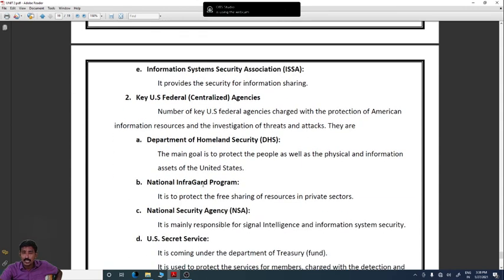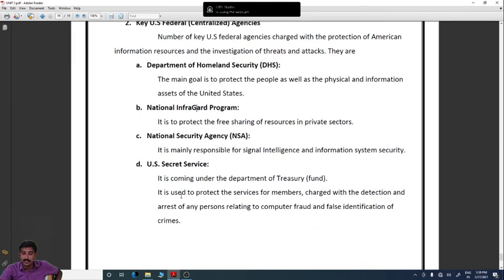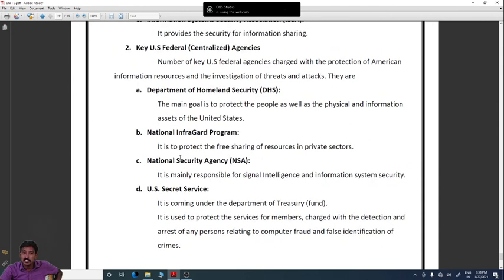There are different types of organizations. One is the Department of Homeland Security, the next is the National Infrastructure Protection program and the National Security Agency, and the next is the US Secret Service. These are some of the organizations providing services for protecting information in organizations.